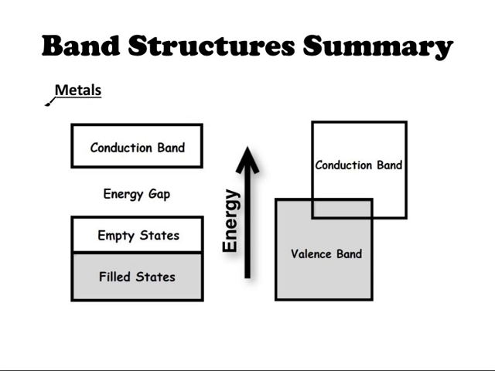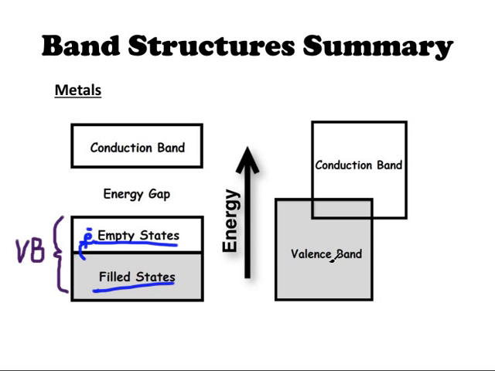For metals, there are two potential band structures. We have band structure 1 with a half-full valence band. So this whole thing is the valence band. There are filled states and there are empty states. In a half-full valence band structure, the electron moves from the filled states to the empty states because the higher energy states are easily accessible for the electron to move.